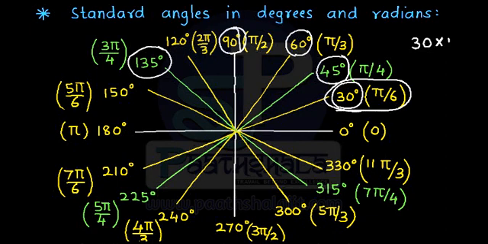So when we do 30 into pi upon 180, you see 30 will cancel out with 180, thereby leaving 6 in the denominator. So that is where we get pi by 6 as the radian equivalent measure of 30 degrees. We should practice knowing the radian measures of all these standard angles perfectly because we need to use them often. Let us solve a few examples.